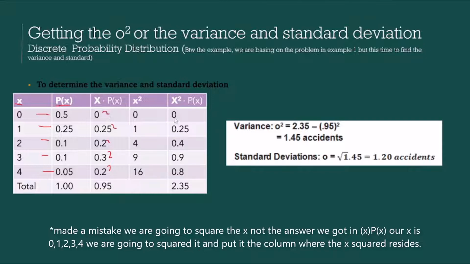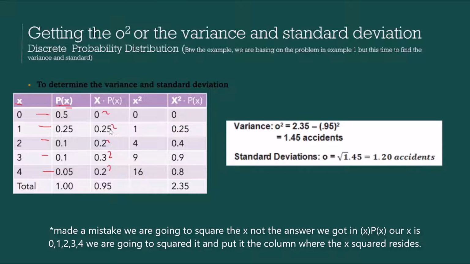Now after that, it said here we're going to times the answers we got here with p(x), which is over here. We're going to times it. So x squared times p(x). So 0 times 0.5 is equal to 0.